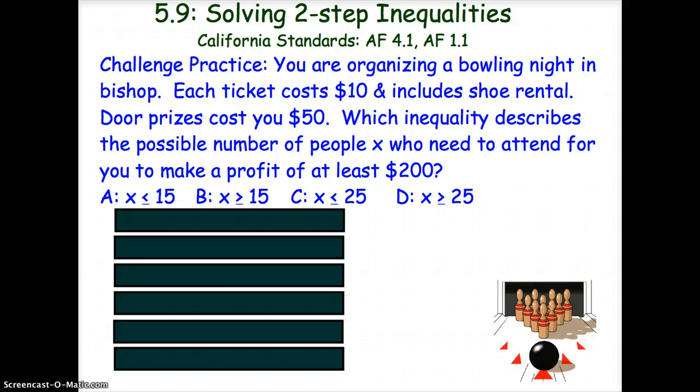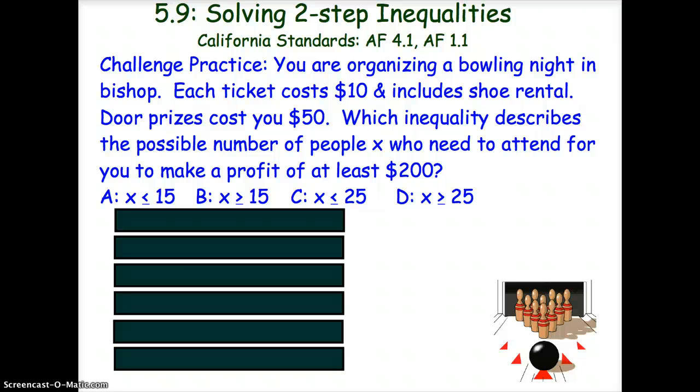We've got a challenge problem here. Let's go ahead and see how we can do with this word problem, because it's a little bit trickier because the inequality is not set up for us. You are organizing a bowling night in Bishop. Each ticket costs $10 and includes shoe rental. Door prizes cost you $50. Which inequality describes the possible number of people, x, who need to attend for you to make a profit of at least $200. Now notice it says at least.